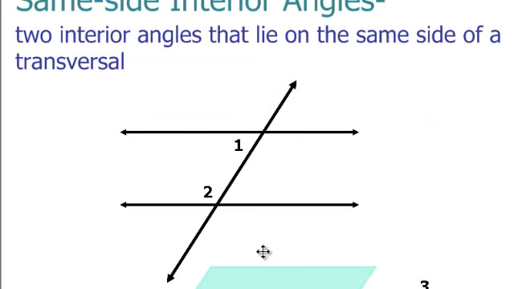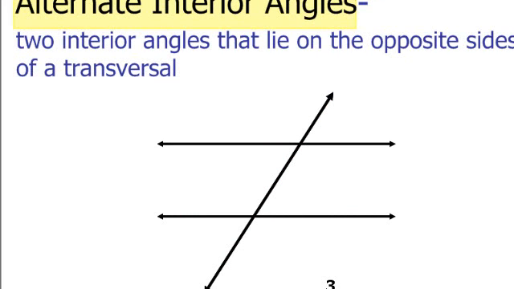Same side interior, well, they would be in the interior on the same side of a transversal. So 1 and 2 are same side interior, and so are 3 and 4. They're on the same side of the transversal, interior to the parallel lines. Alternate interior angles, well, they have to be interior, but on opposite sides of the transversal. So 3 and 4 would be alternate interior, and 1 and 2 would be alternate interior.